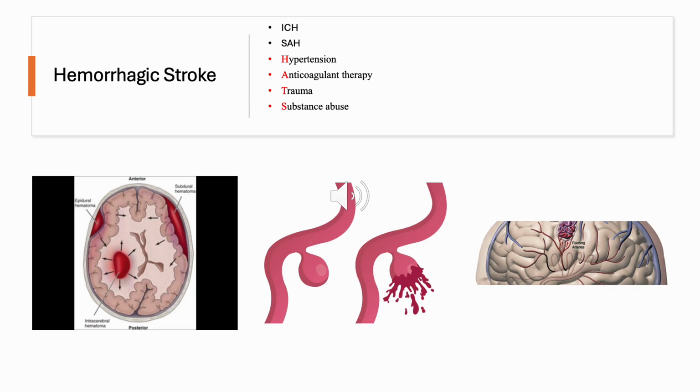Anticoagulant therapy makes them more prone to bleeding. Trauma can also cause a subarachnoid hemorrhage, because that's why it was in the brain TBI portion of this lecture. And substance abuse like cocaine, methamphetamines, so stimulants, can cause severe hypertension. With subarachnoid hemorrhage, it can be due to an aneurysm that bursts due to hypertension or an AV malformation. And there's some pictures on there so you can get a visual of what that looks like.